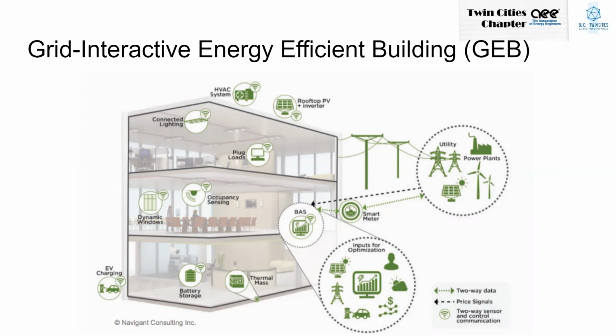And then the communication with the grid is through a smart meter. So we get two-way data going back and forth, as well as price signals. So that the communication from the grid, in terms of when they need to communicate to the building to help make the demand more flexible, is maybe through time of use pricing, time of use pricing and demand response, those sorts of things.